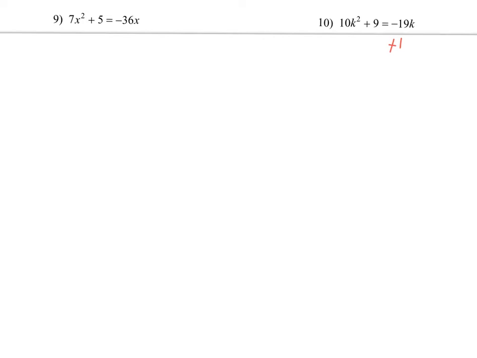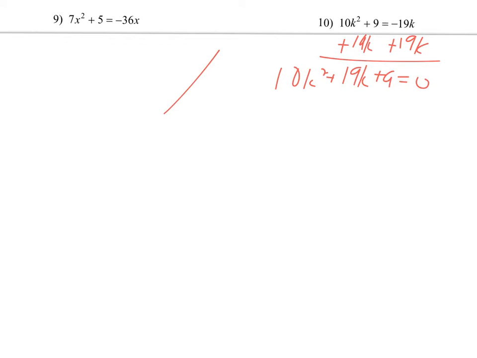So this one, once again, I want to get everything to one side. So I'm going to add the 19k over here. So I get 10k squared plus 19k plus 9 equals 0. I'm going to use an x here, but I kind of already know I need to use the grouping because I have this 10k squared here. So I'm going to set that up so I don't forget.